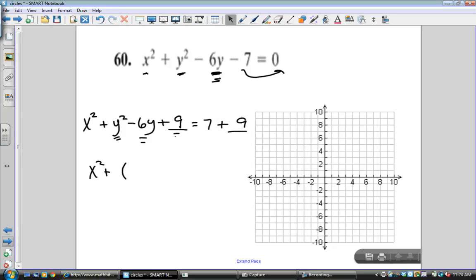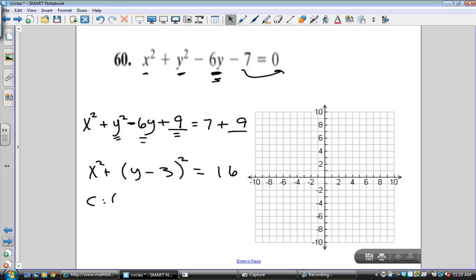The square root and the square root there would be y and 3. And remember that first sign there, so it's going to be y minus 3, quantity squared. And then 7 and 9 would give me 16. So I didn't have to complete the square with the x term because I didn't have a linear term to go with that one.